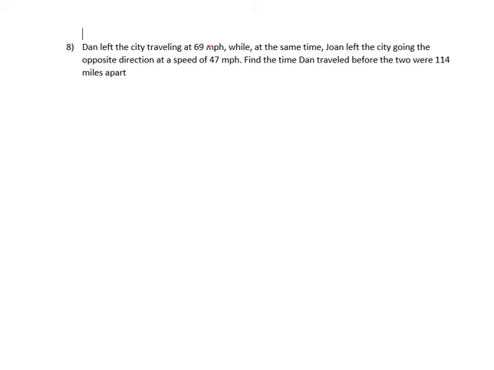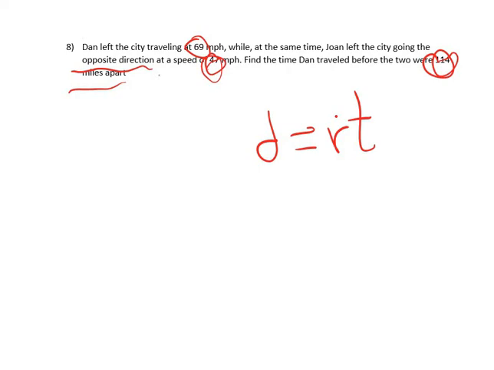So we're going to circle our numbers and underline our keywords. Opposite direction. The two are 114 miles apart. Okay. So remember, distance equals rate times time. So the distance in this problem is 114. And we need to find the time. All right, we're going to look for the time.